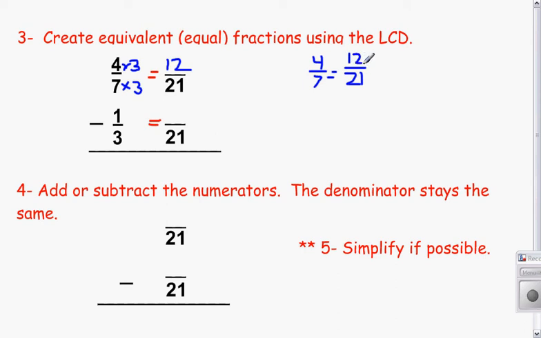12/21 is equal to 4/7. They have the same value. If I simplified 12/21, I would actually get 4/7.